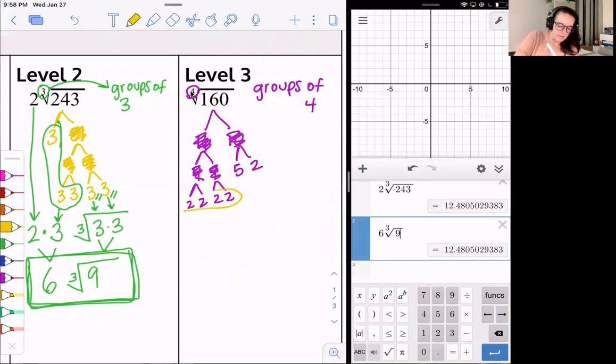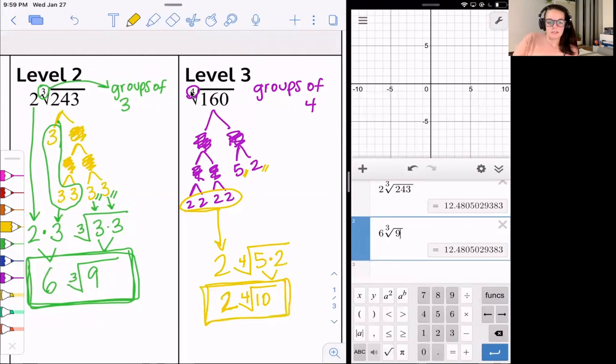I have these 4 of a kind. That is a group on the outside. And then 5 and 2 don't have any friends. They're going to stay on the inside. 5 times 2 is 10. 4th root of 10 with that 2, that group of 2s on the outside. That is the simplified version of this one here. Okay.